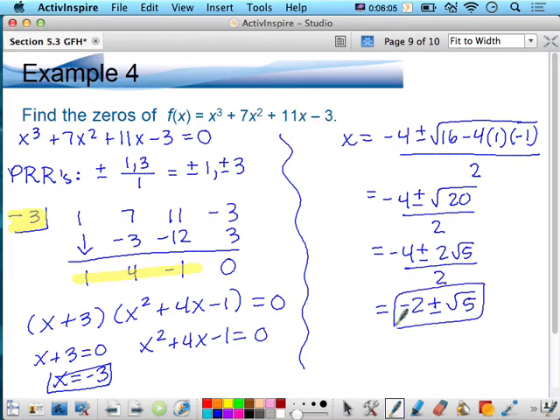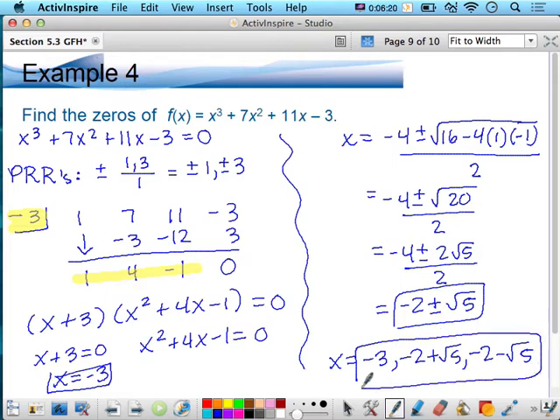So for my final answer, my solutions are negative 3, negative 2 plus the square root of 5, and negative 2 minus the square root of 5. So in this case, we had only one rational root, and our other two roots turned out to be irrational. We got them from the quadratic formula.